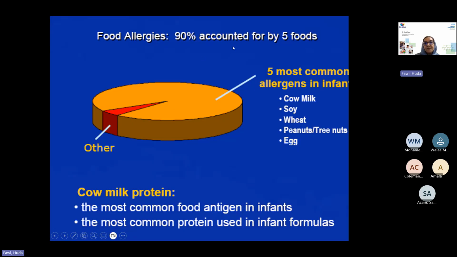So 90% of food allergies is accounted for by the common food allergens. Milk protein is the most common food antigen in infants and the most common protein used in infant formulas. And I'm sure in the program that Wala is putting together with other fellow allergy doctors, you'll be taught about milk and egg and nut allergies and so on.